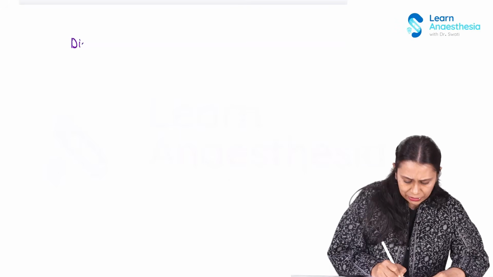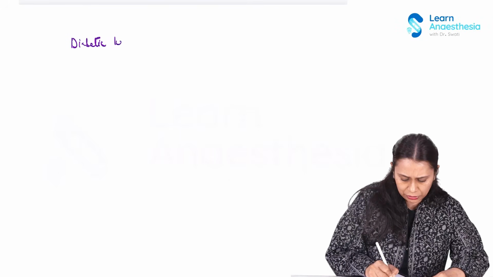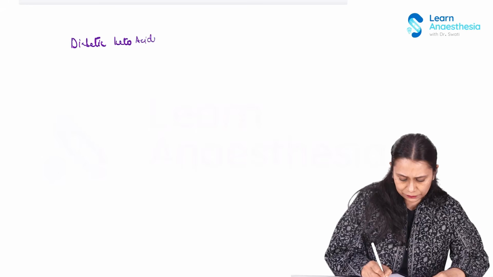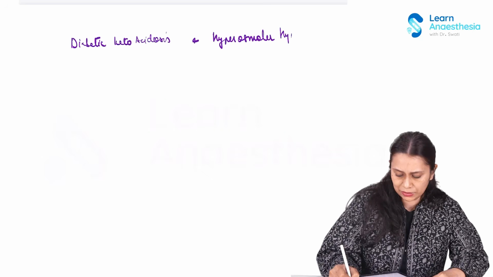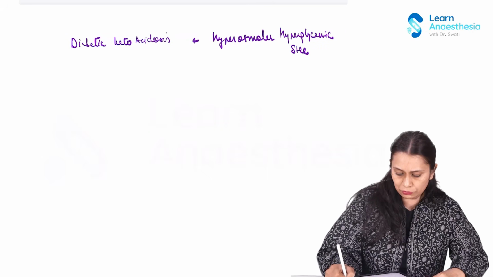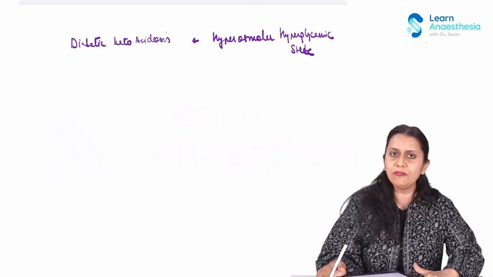Now, why are these emergencies presenting in diabetes? What are the inciting features? What are the diagnostic criteria? What is the management, the resuscitation plan that we have to take? Everything we'll discuss. So, as I said, diabetic ketoacidosis and hyperosmolar hyperglycemic state. Now, these two are life-threatening complications of diabetes.